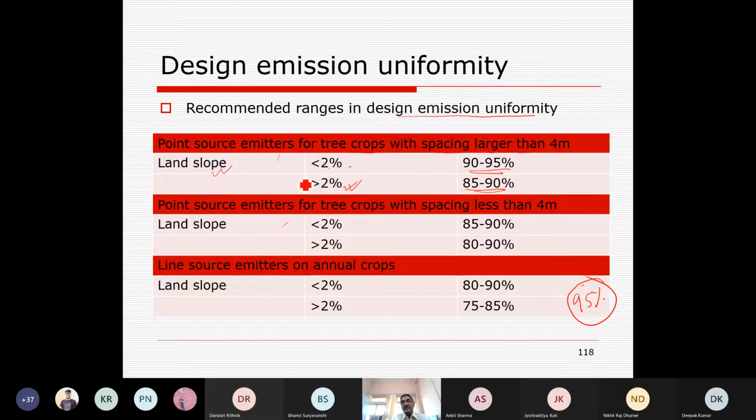Point source, the same kind of emitter, for tree crops with a spacing less than 4 meter, it is 85 to 90% for less than 2% slope, and for greater than 2% slope it is 80 to 90%. However, for line source emitters on annual crops, for the slope condition less than 2%, 80 to 90% is very fine. And if the slope of the land or topography is greater than 2%, it is 75 to 80%. In any case, the emission uniformity of a drip irrigation system should not be less than 75%.